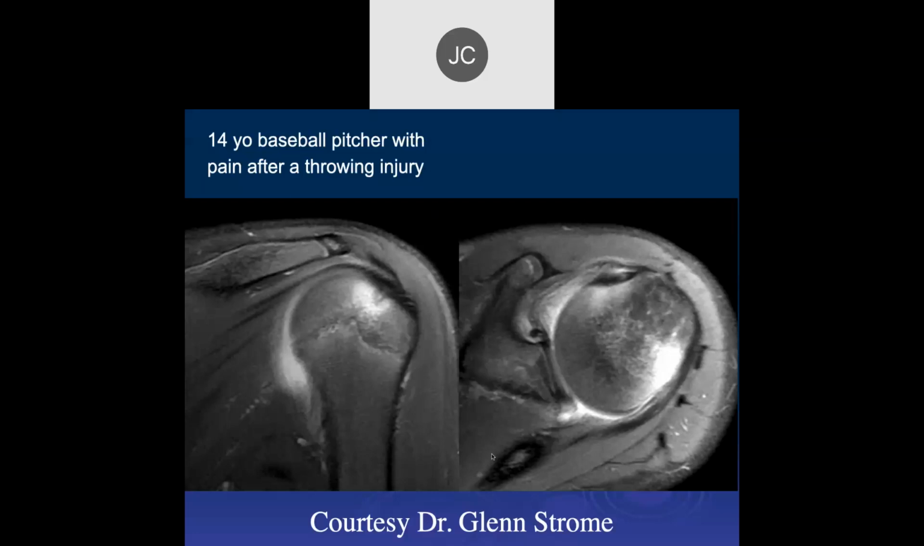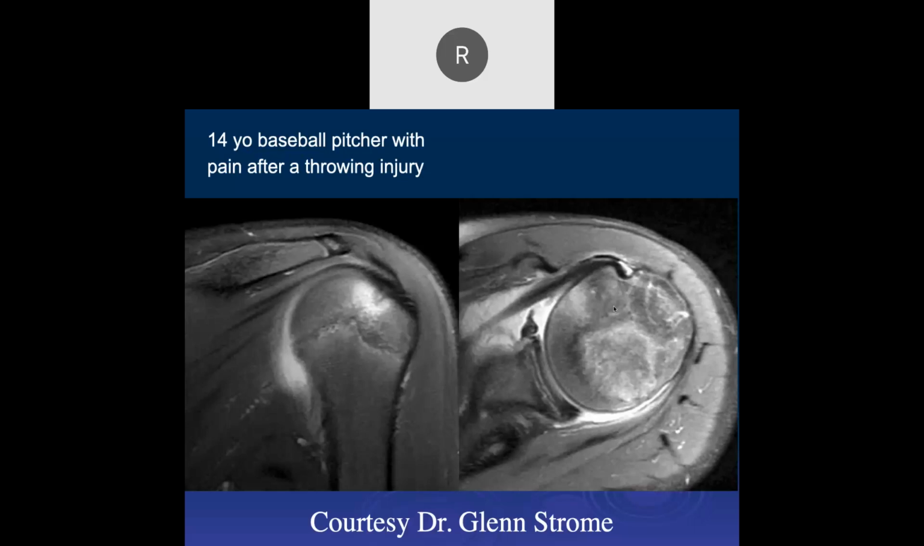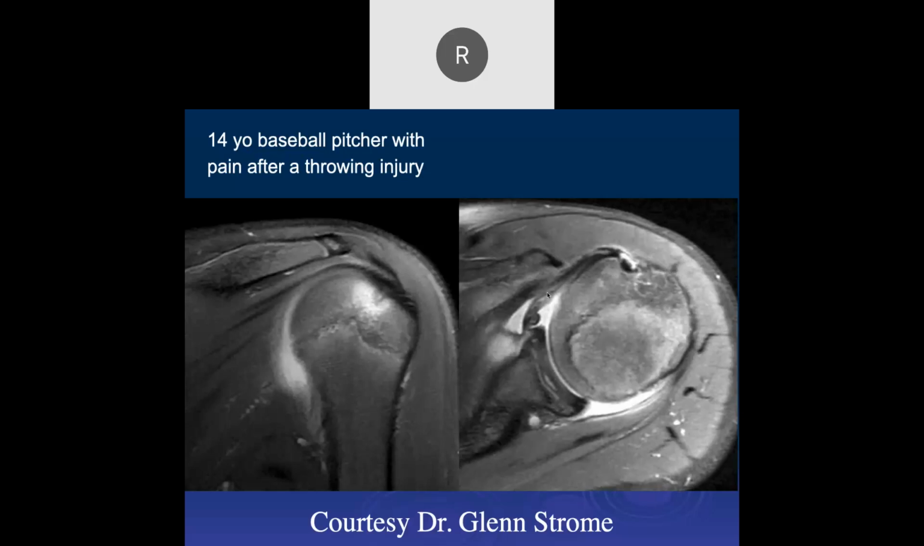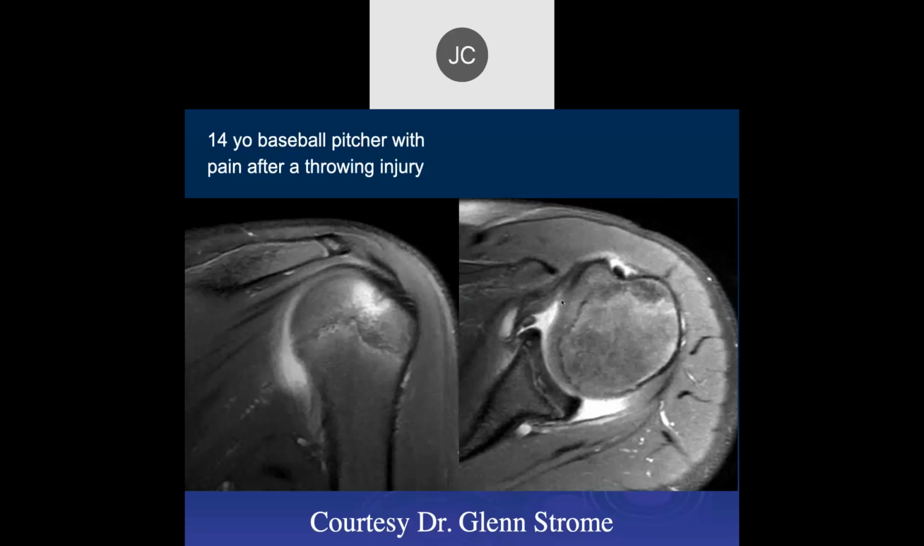So, Robert, what do you think of this patient? So it's a 14-year-old baseball pitcher with pain after a throwing injury. Looks like there's extensive edema in the posterior lateral humeral head, also a little bit anteriorly as well. Subscap, I think, looks okay. Not seeing much else. Is that the middle glenohumeral ligament there? Okay. Notice how it's thickened and kind of frayed here.